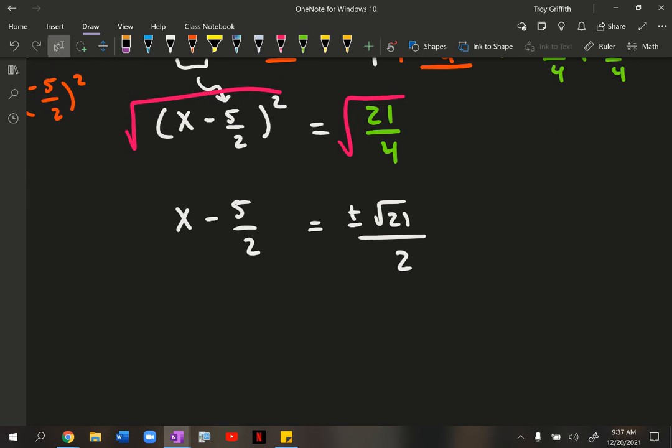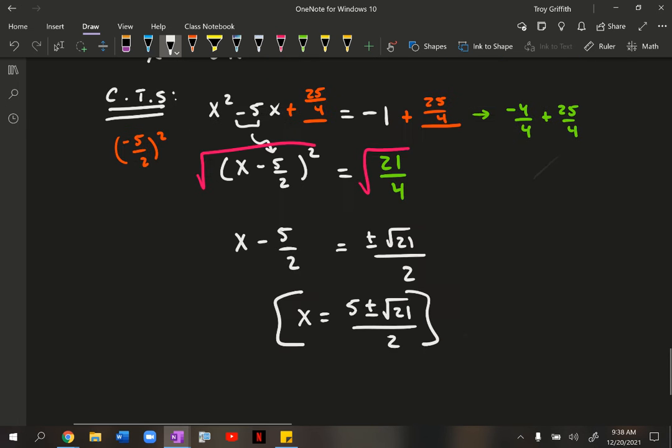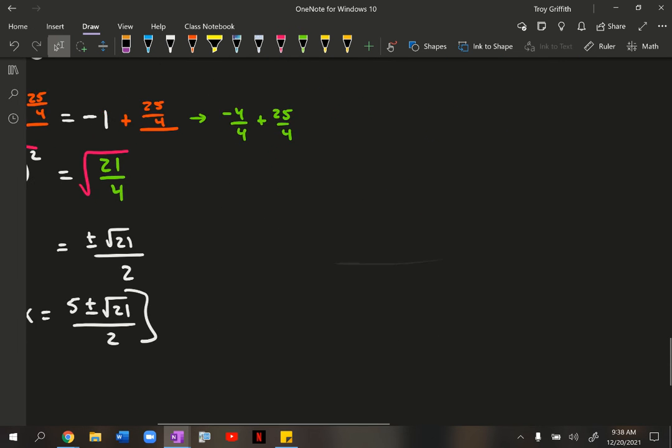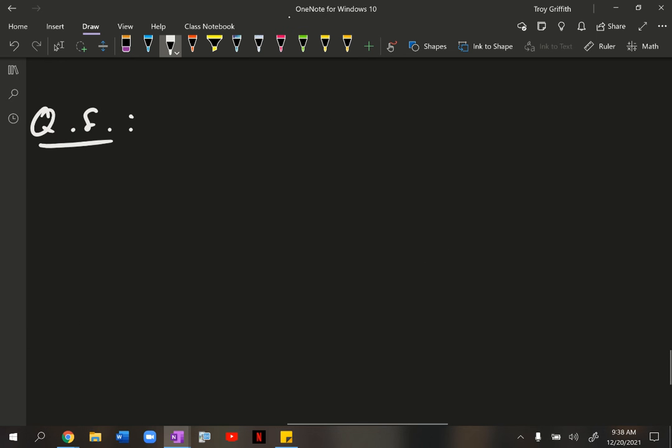And last but not least, I can add 5 halves to both sides. I already see common denominators here, so when I'm finished, it's going to be 5 plus or minus the square root of 21, all divided by 2. So here's what I get when I solve this by completing the square. Let's double check with the quadratic formula. Do I get the same exact answer? Okay, well, let's try it.